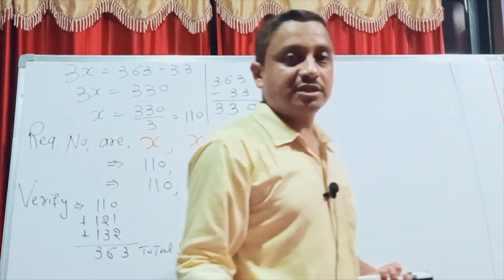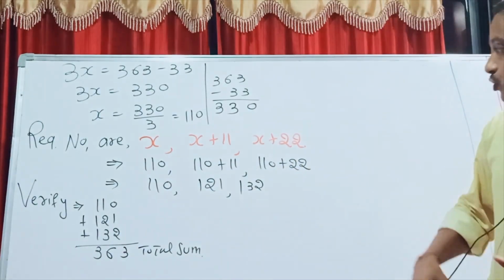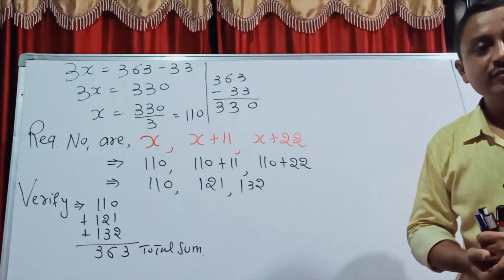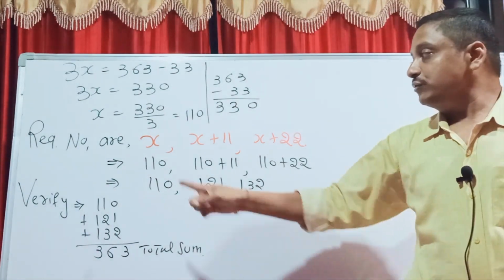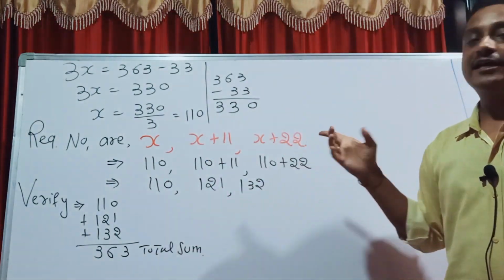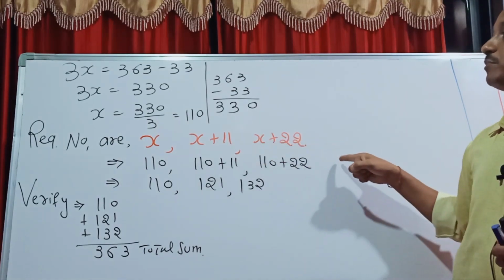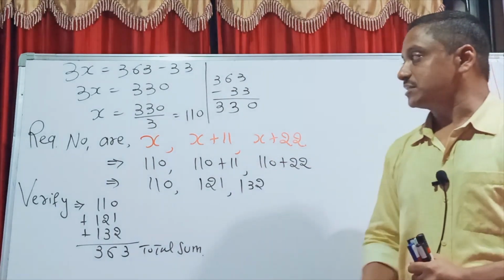Sometimes the numbers increase by 11, sometimes 10 is given. So you assume here x plus 10 and x plus 20. If 12 is given, then you suggest x plus 12 and x plus 24. It means the gap is the given number. Just apply multiples of that number. Yes students, write properly.